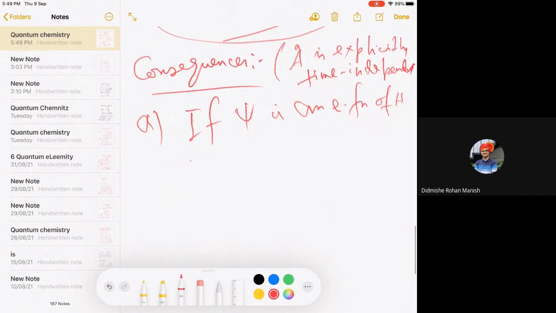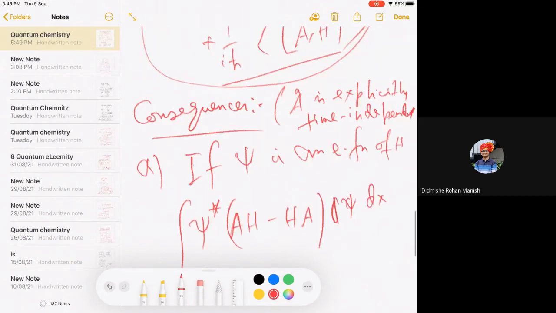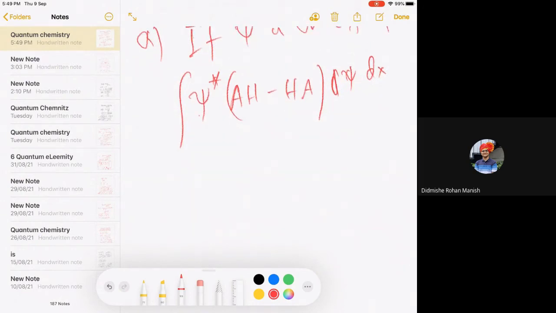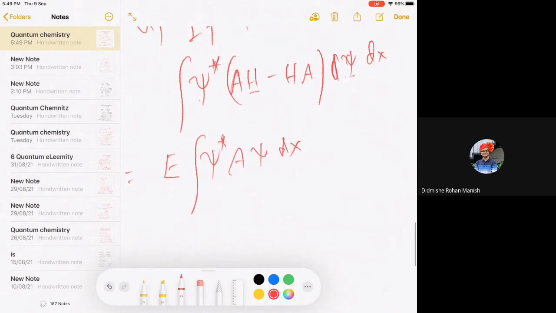So let's calculate this term, the integral of ψ star (HA minus AH) ψ dx. 1 by ħ is not a problem. Let me just calculate this. So you see the first term. ψ is an eigenfunction of H. So H will act on ψ and it will become Eψ. So the first term will be E times the integral of ψ star A ψ dx. Is it okay with all? Because this is an eigenfunction of the Hamiltonian, of course this will become E times ψ. So you have ψ star A ψ dx.